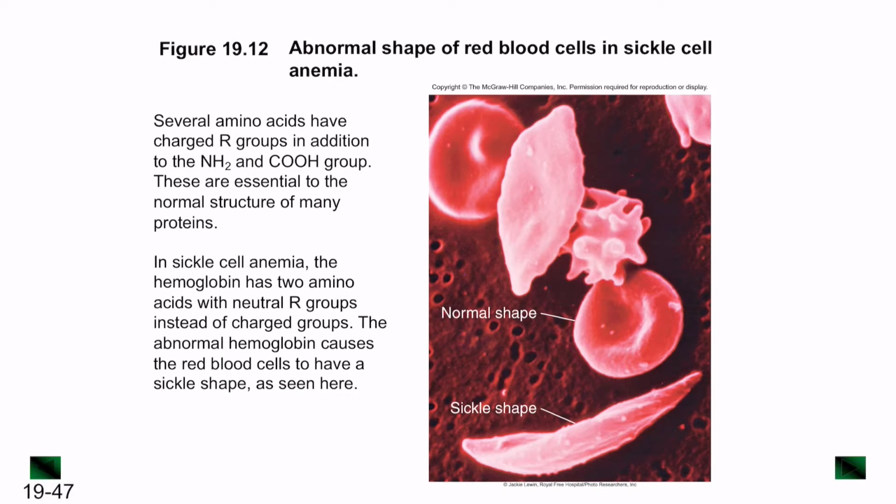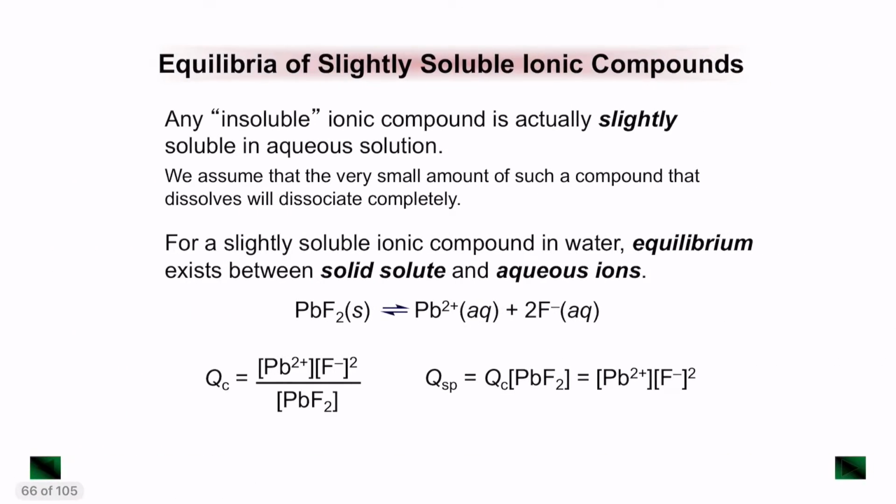So several amino acids have charged R groups in addition to NH2 and COOH. These are some of the essential structures, the normal structure of many proteins. One of the diseases that has this abnormality is sickle cell anemia, where the hemoglobin has two amino acids with neutral R groups instead of charged groups. This results in an abnormally shaped hemoglobin, causing the red blood cells to have a sickle shape, which results in not enough oxygen being carried by the cell, resulting in cell death or hypoxia, where you do not have enough blood being supplied to the organs.